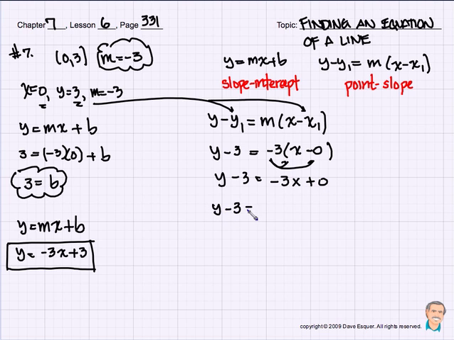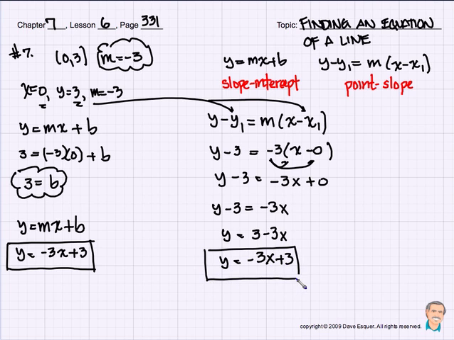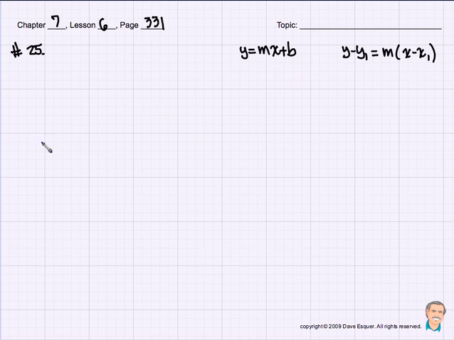So y minus 3 is equal to minus 3x, or y turns out to be equal to 3 plus minus 3x. And if I flip that around, because addition is commutative, y is equal to minus 3x plus 3. You choose which way you want to solve the problem. This way with the slope-intercept, or this way with the point slope.